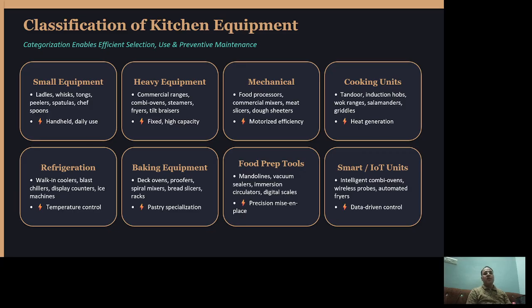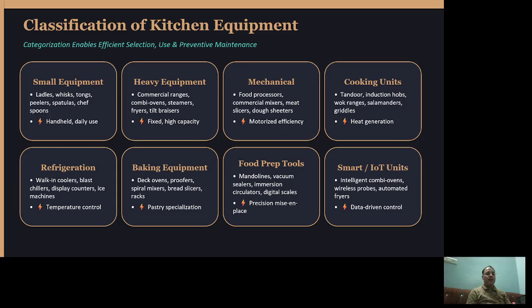So we have small equipments like ladle, whisks, tongs, peelers, spatulas, chef spoons. Then we have heavy equipments: commercial range, combination ovens, steamers, fryers, braziers, tilt pans, brat pans. These all are included in heavy equipments. Then we have mechanical equipments: food processors, commercial mixers, meat slicers, dough sheeters. These all are mechanical equipments. Then we have cooking units: tandoor, induction hobs, work range, salamanders, griddles. These all are heat generated cooking units.